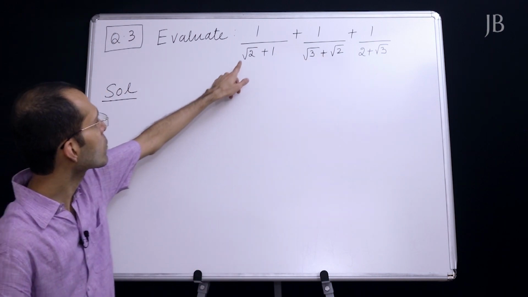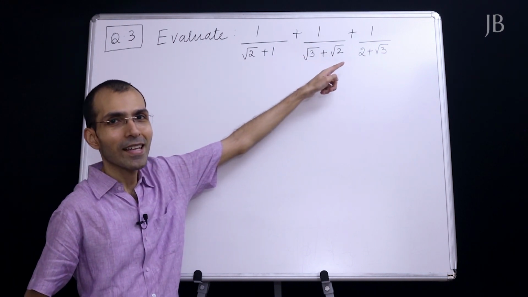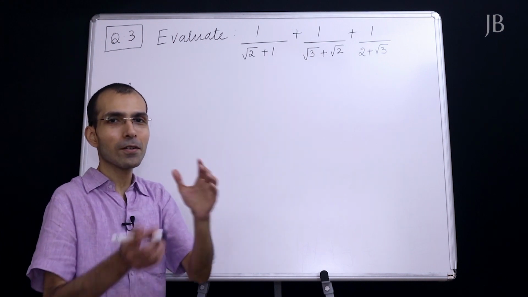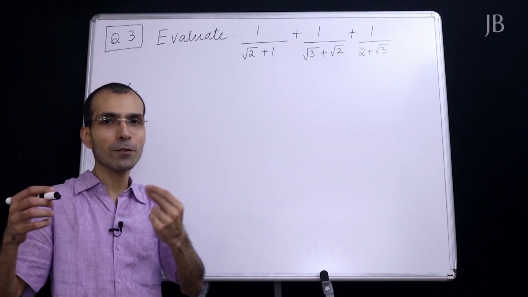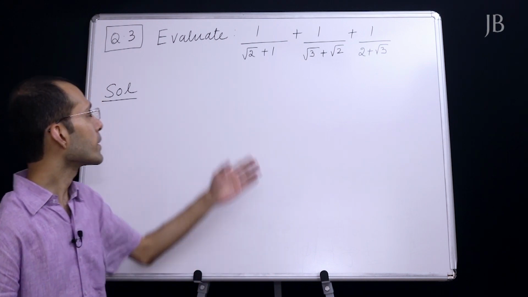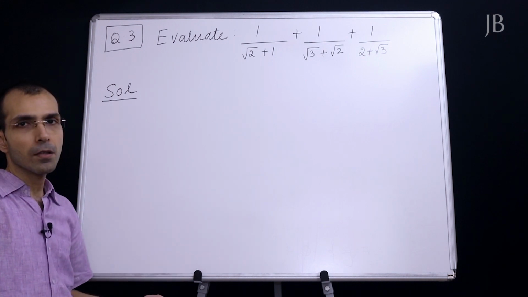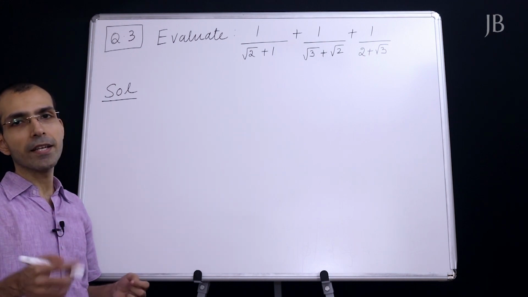But yes, if this was root 2 plus 1 and if this was root 2 minus 1, then we would have taken LCM because a plus b into a minus b is quickly a square minus b square and things would be quick. But here, with all these different terms, if you take LCM, things are going to become very difficult.